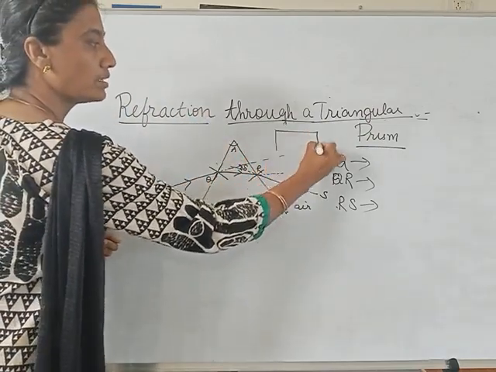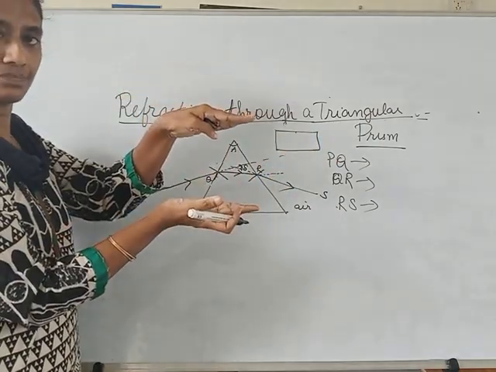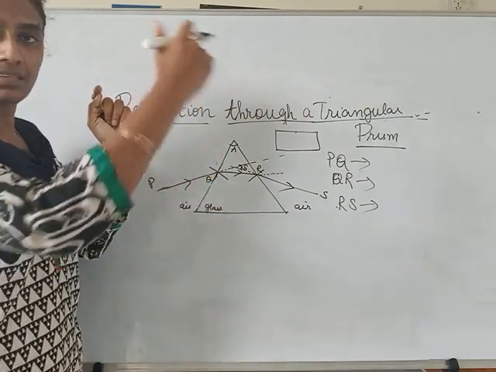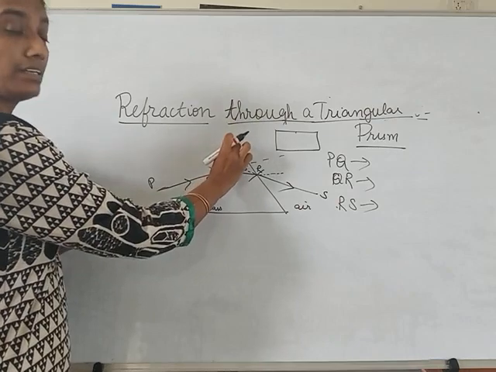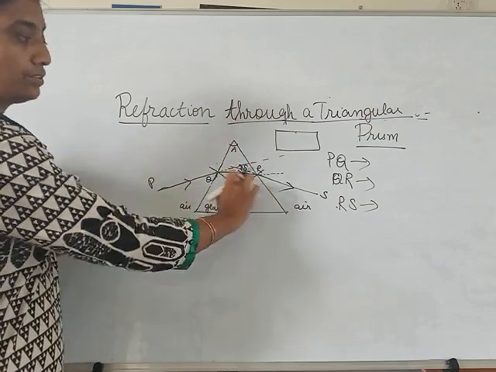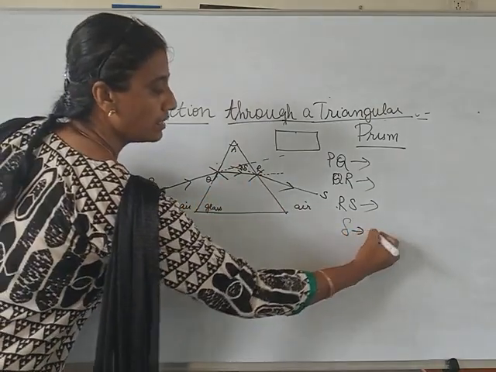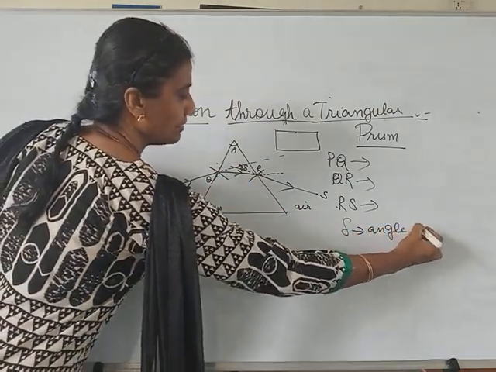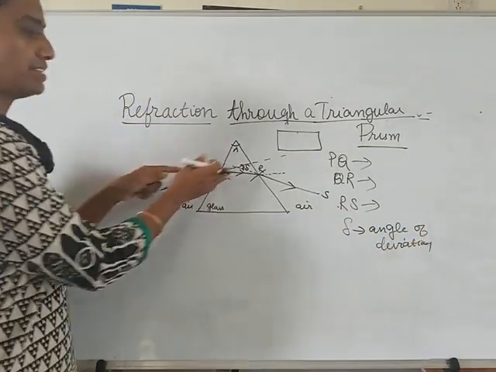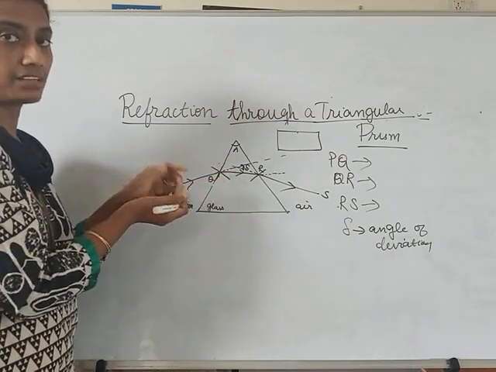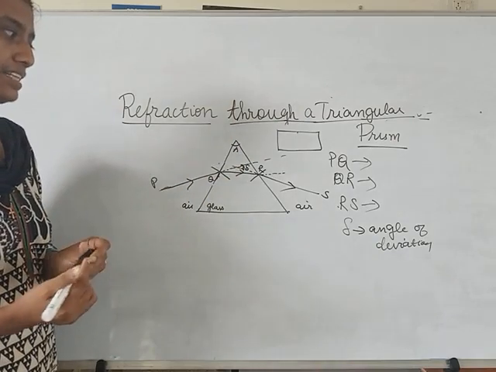Now in a glass block, the two refracting surfaces are parallel to each other. That's why the emergent ray also went parallel to the incident ray. But here, the two refracting surfaces are inclined at an angle. Therefore, it is also undergoing an angle of deviation. So here, del is called angle of deviation. So what is angle of deviation? The angle by which the emergent ray gets deviated from the original incident ray is called the angle of deviation.